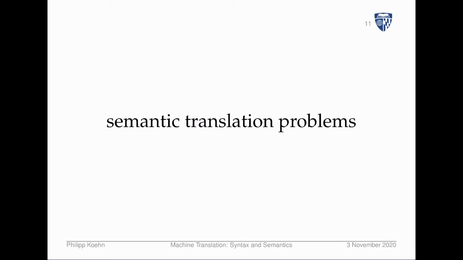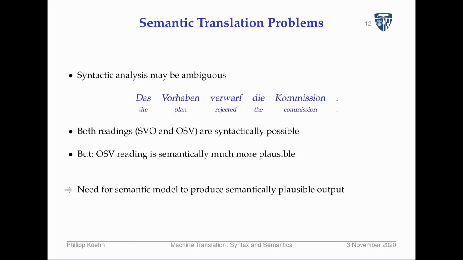So let's move on from this a little bit more philosophical excursion to actual, really semantic translation problems we might have to deal with. So semantic translation problems have to deal with the fact that syntactic analysis may sometimes be ambiguous.